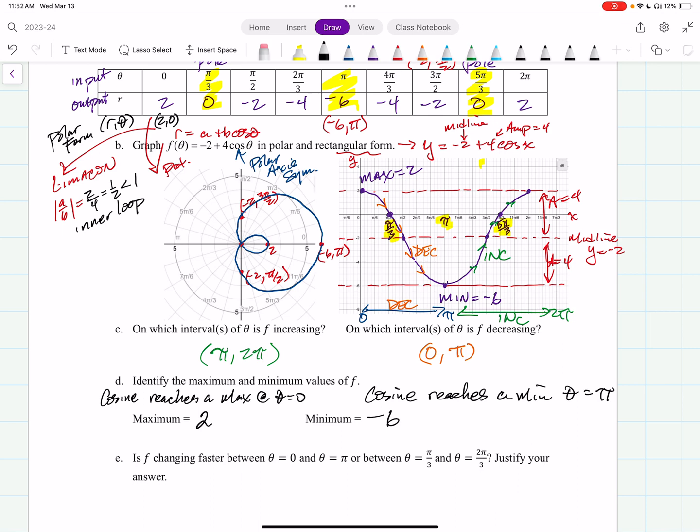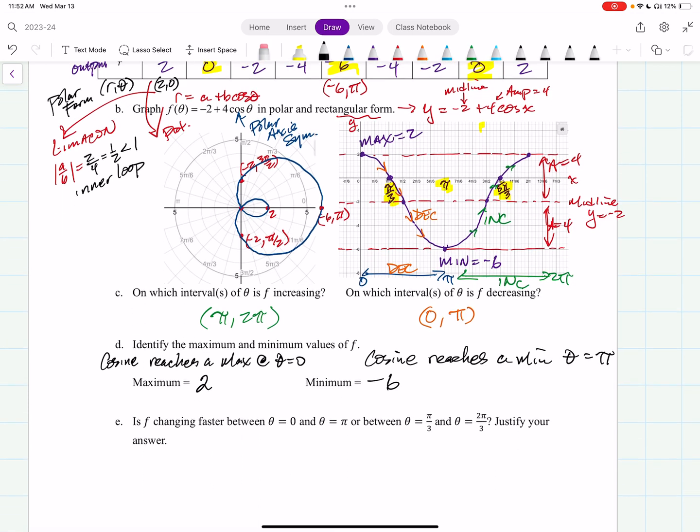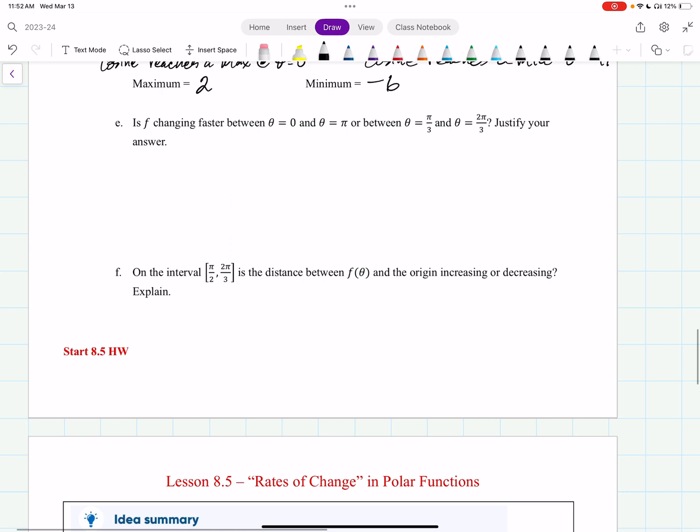And then it asks you, is the function changing faster from 0 to pi or from pi thirds to 2 pi thirds? And justify your answer. So on this one, we need to get the AROC going. We need the average rate of change. So changing faster, we're talking AROC. We haven't done this in a while. It's our first time with polar functions.